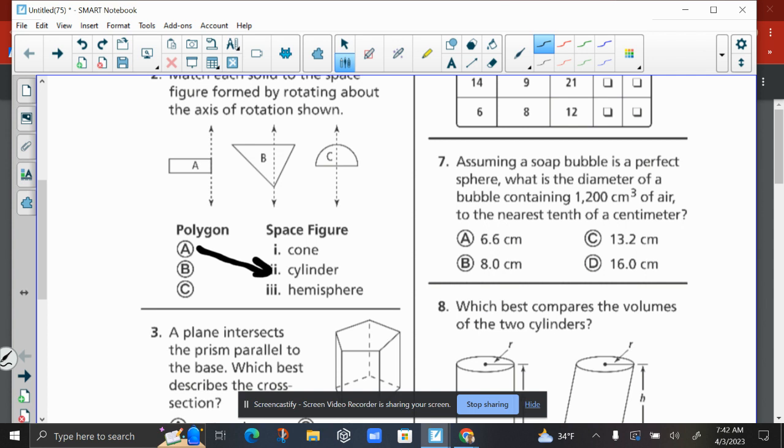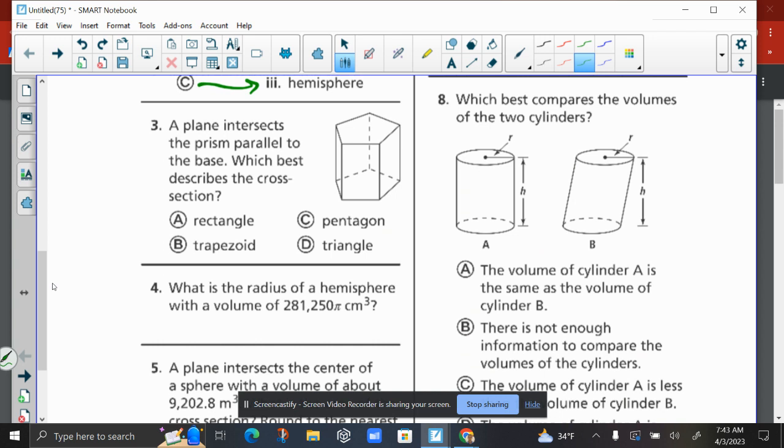B, we have kind of a triangular shape. And so a triangular shape, remember, we always get a cone when we do this because this point doesn't move, but this point's going to wrap around. So there's our cone shape. So B is a cone. And then obviously, only one left, so C has to be a hemisphere. So this is going to get rotated around left to right horizontally, so that's going to give us a hemisphere. If it went vertically rotation, it'd probably be just a sphere.